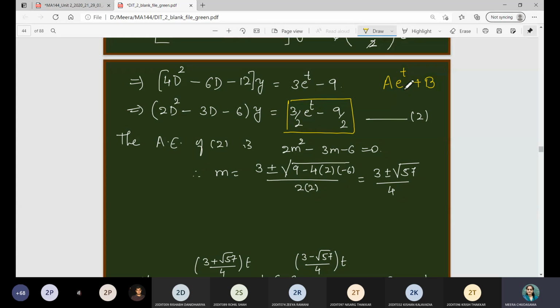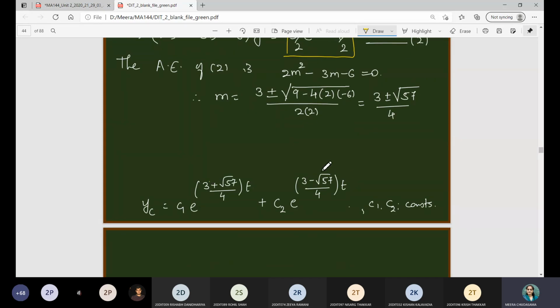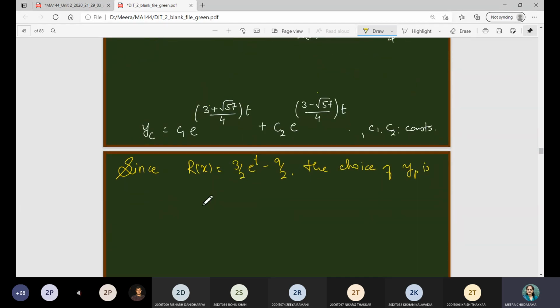तो इसका डेरिवेटिव वन बाय वन लेते जाओ, उसको इसमें सब्सटीट्यूट करो, कंपेयर करो कोएफिशिएंट्स, you will have the answers of constant quantities, right? And you can see that the argument of t here is 1, and in this case yc argument of t is different than 1, therefore directly the choice will be the particular integral, means no need to modify it further, right? So you can write, since r of x is equal to 3 by 2 e raised to t minus 9 by 2, the choice of yp is a e raised to t plus b.